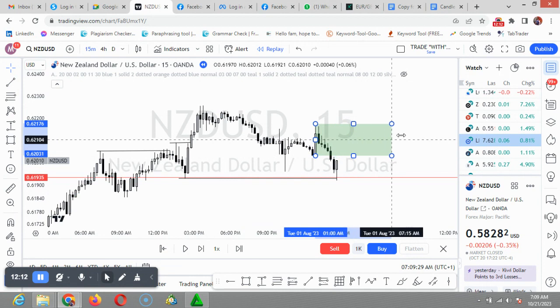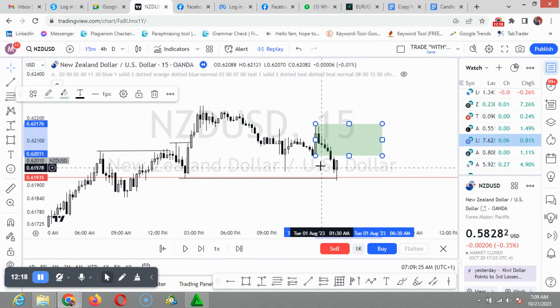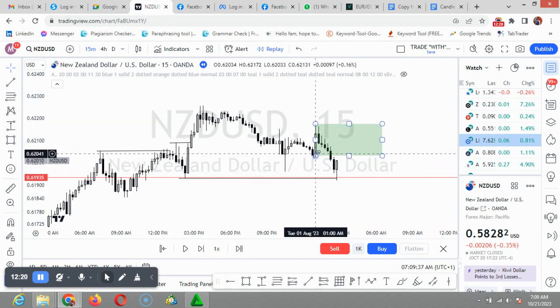You can draw this triangle as far out as you want. It doesn't matter. You can leave it just inside, or draw it out so that you can clearly see it. So you mark the whole candle, right? So you see how I marked the whole candle, right?